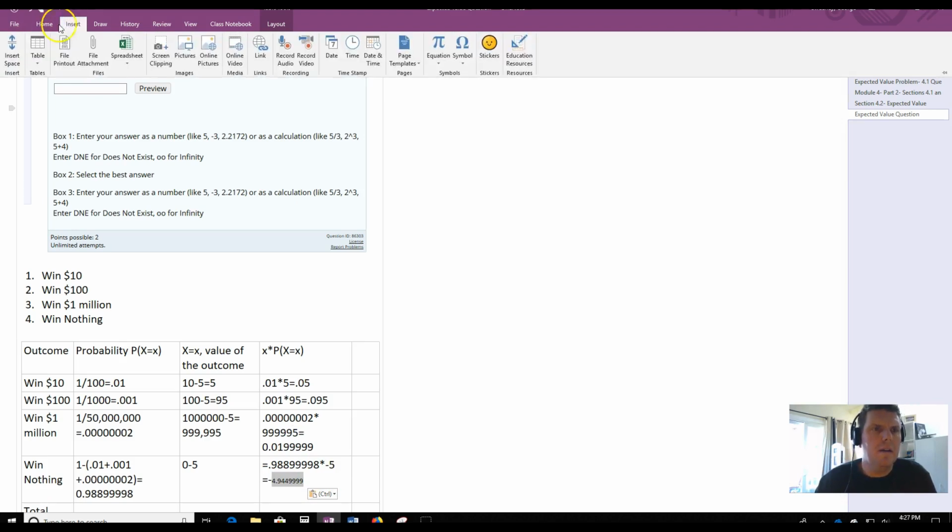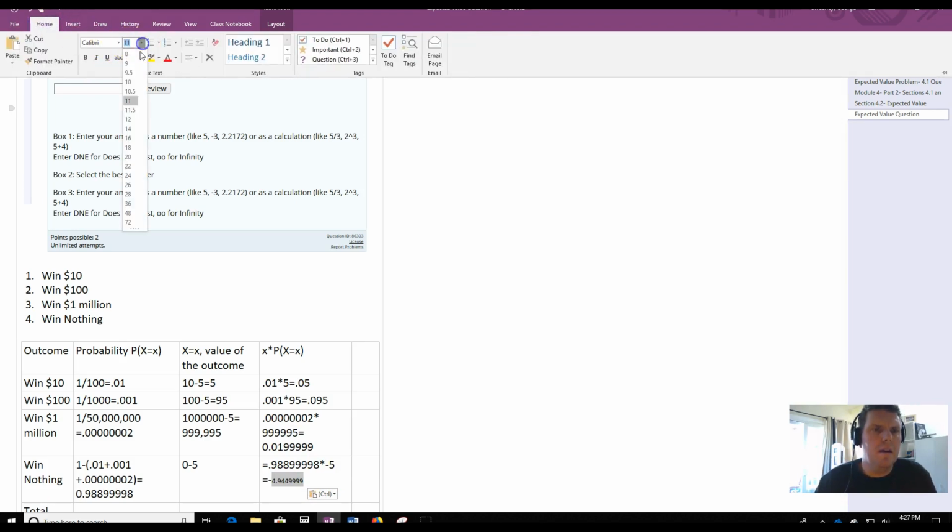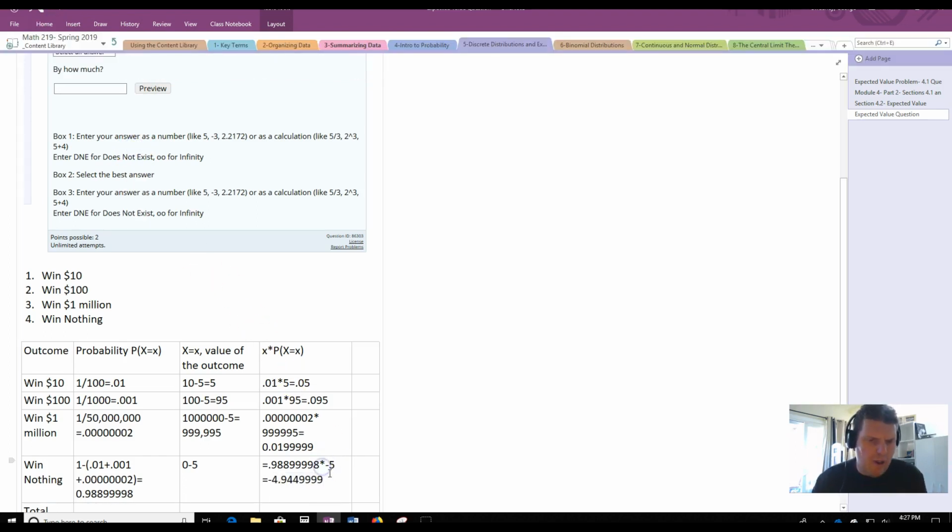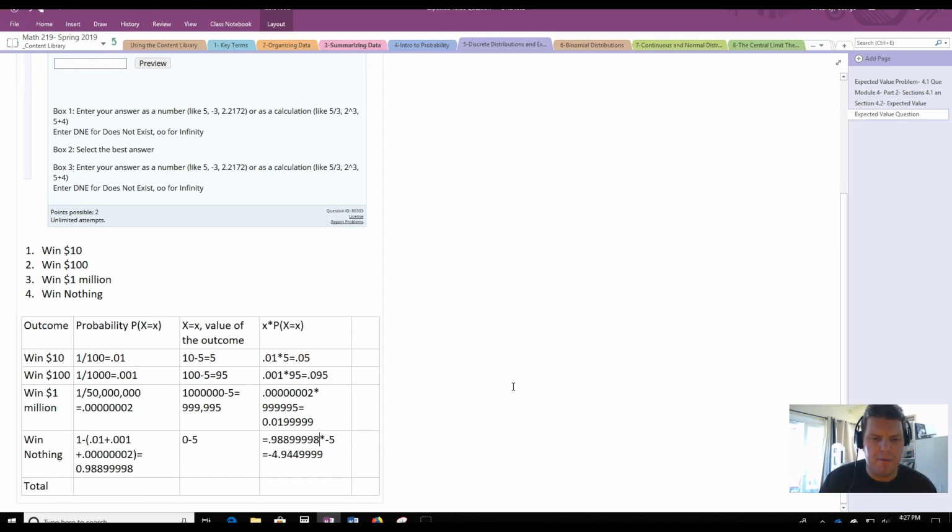That's basically about negative $4.94. Then all we need to do to find our expected value now is to add them all together. Just like with the expected value, I'm just going to sum up all of these here, and when I do, what I end up with is negative $4.78.